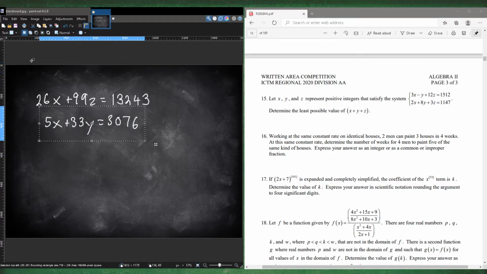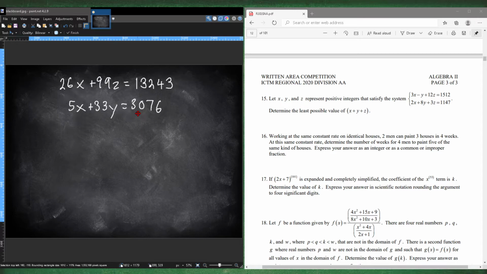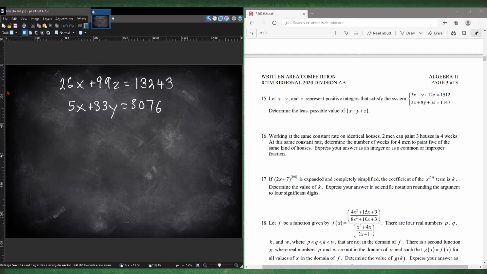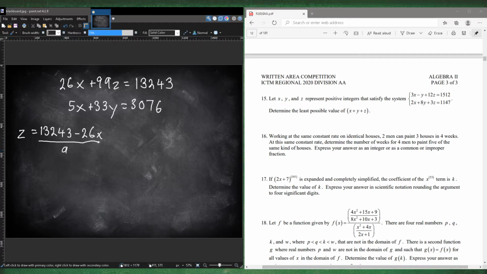So what do we do now? Basically, all we have to do is make a table in our calculator and plug in values for x, which comes out as z and y. So z is equal to 13243 minus 26x, divided by 99, and y is equal to 3076 minus 5x, divided by 33. All you have to do is put this in your calculator and start spamming values for x.